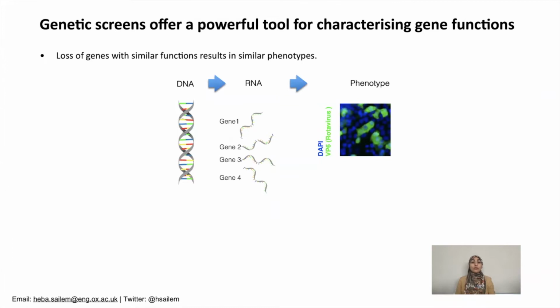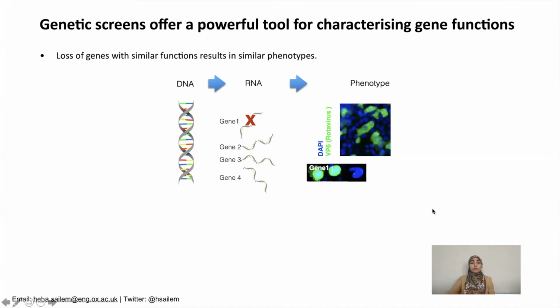Genetic screens offer a powerful tool to study gene functions. The idea is that we can perturb genes, for example, knocking them down, and observe how the phenotype of the cell changes. And this can give us an indication of what the gene is doing.